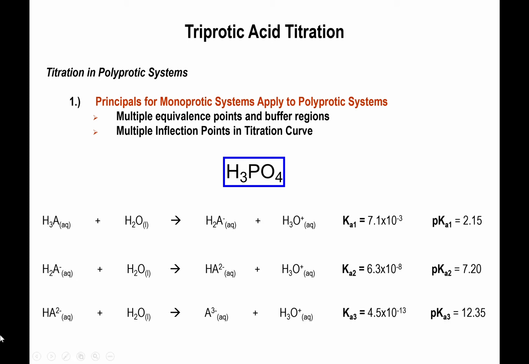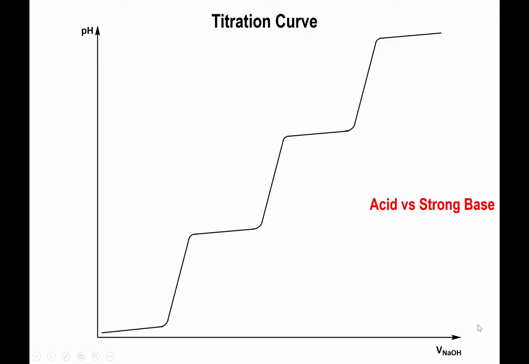And then the last one, where you have a 2 minus charge, hydrogen phosphate can give away that last proton and form phosphate itself. And this process is even more difficult to carry out. Notice that the Ka value associated with this is even smaller, a lot smaller than the second one. So now we have a pKa of 12.35.